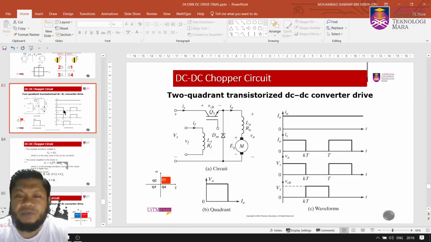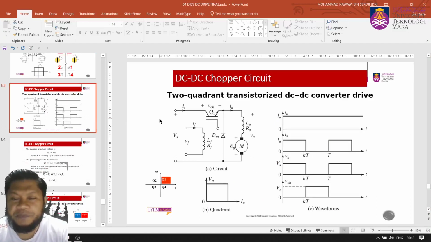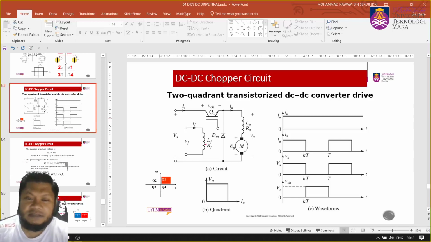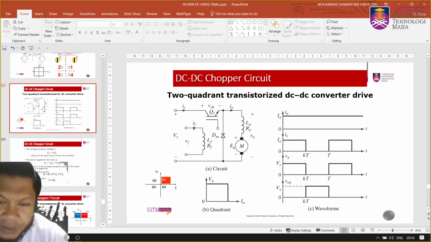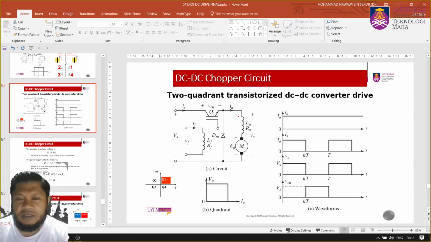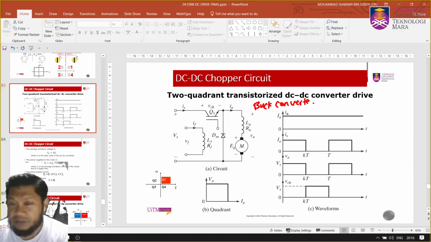Next, this is the buck converter, and we have a separately excited motor again. So you have a different winding circuit for the field, and then we have the armature connected to what we call a 2 quadrant transistorized DC-DC converter, known as a buck converter. So we are dealing with the buck converter, the step down converter. Look at this: this is the input current. The output current is the constant DC current, and this is the input side.